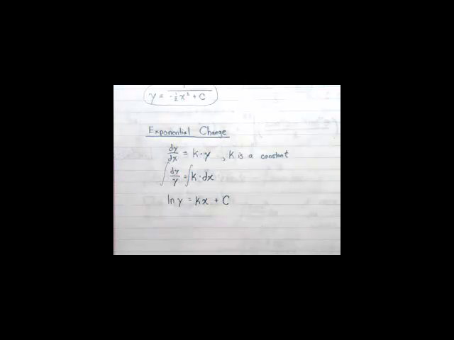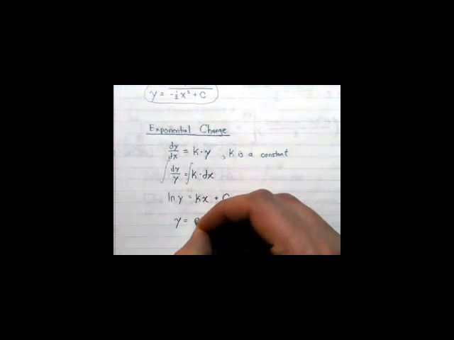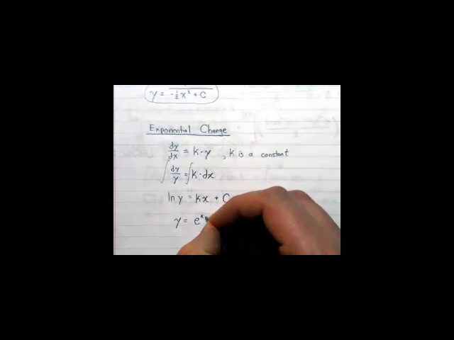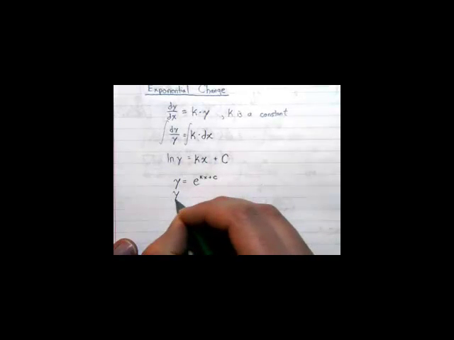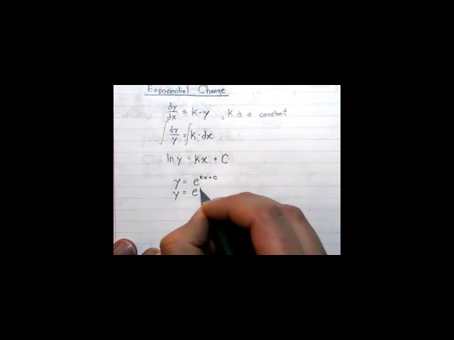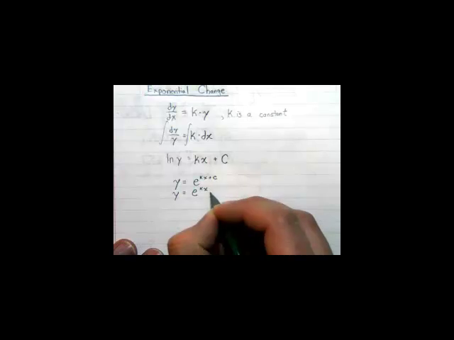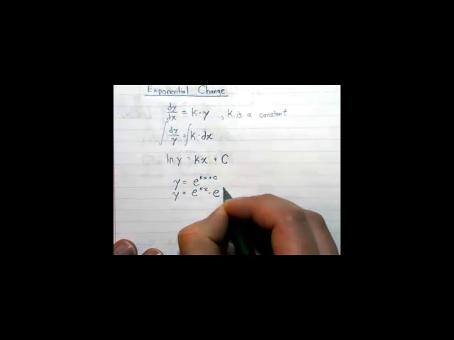Don't you put like to that power? Right, yeah. So y equals e to the kx plus c. Okay, now we can do a little playing around here with this thing because of some rules of exponents. So this is actually e to the kx times e to the c.